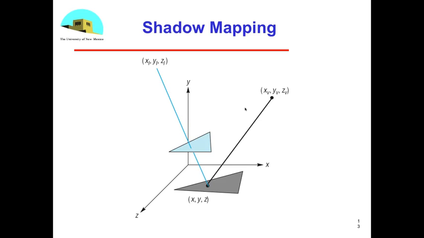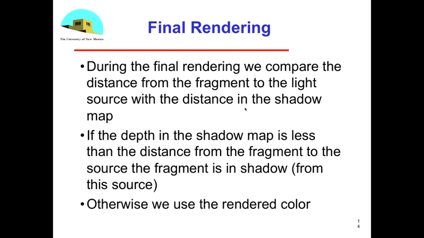And that will lead to some aliasing issues when you do this, but in the final rendering, you're really just comparing these distances with all of these shadow maps that you've computed in previous rendering. And if the depth is less, you're going to put it in shadow. Otherwise, you're going to use the rendered color.